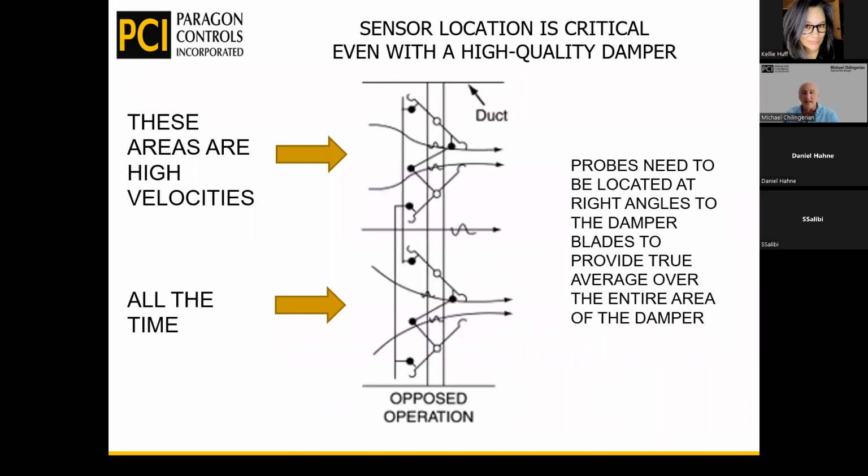So there's a lot of little nuances that go into outside airflow measurement that, when we look at ductwork, don't even begin to touch on the dynamics associated with how to set up your outside airflow measurement system.